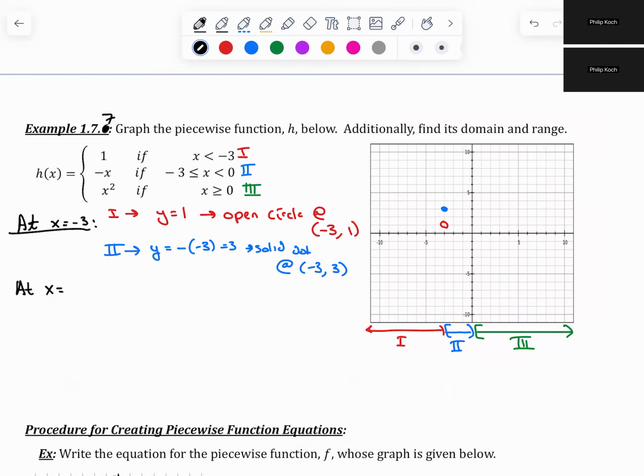At x equals 0. This is the dividing value between piece 2 and piece 3. So for piece 2, y will equal -0, which is 0. And it's not included. So it's going to be an open circle at 0, 0. Piece 3, y will equal 0 squared, which is also 0. So there is both an open circle and a solid dot. So the solid dot fills it in.